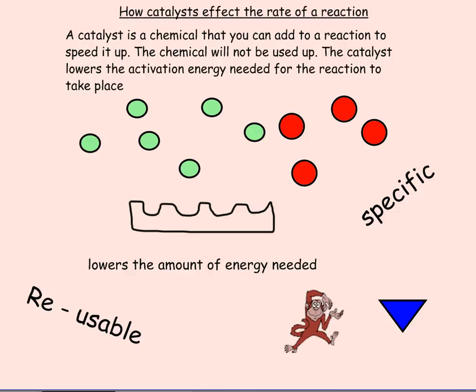Okie dokie, catalysts. They're not the nicest of things, but there are key facts that you can remember for this. So we're looking at how catalysts affect the rate of reaction. I've written up here some important bits about catalysts. They're chemicals. You add them to a particular reaction and they speed up that reaction. That's the main crux of it.